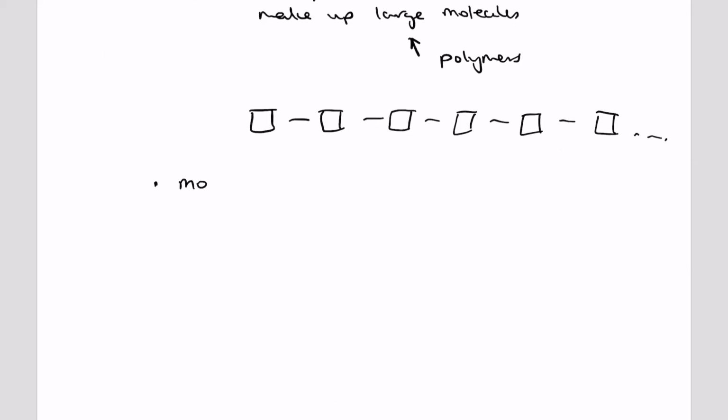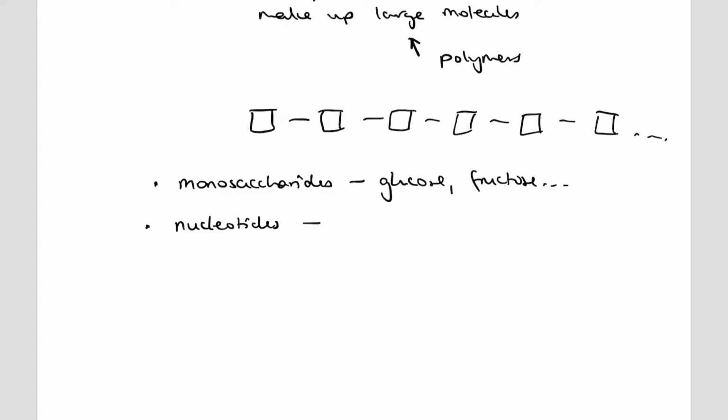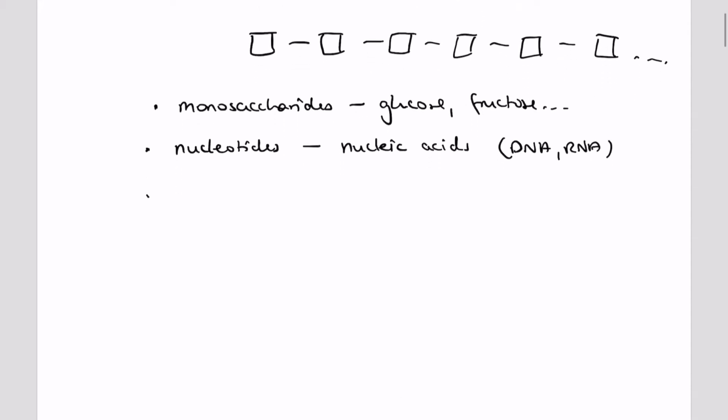Examples of monomers include monosaccharides such as glucose, fructose, so on and so forth. These can be used to make up more complex carbohydrates like starch, glycogen, so on and so forth. Another example is nucleotides. So nucleotides can be used to make up nucleic acids, such as DNA, RNA, and amino acids are another example.